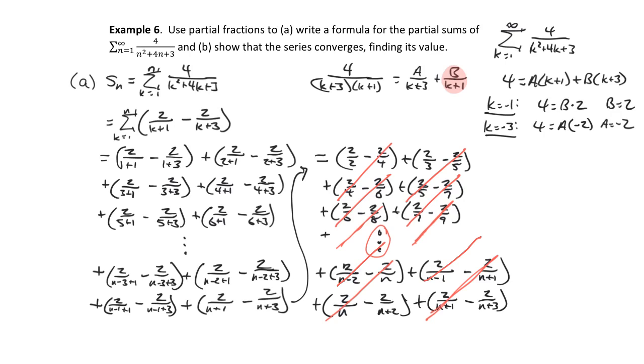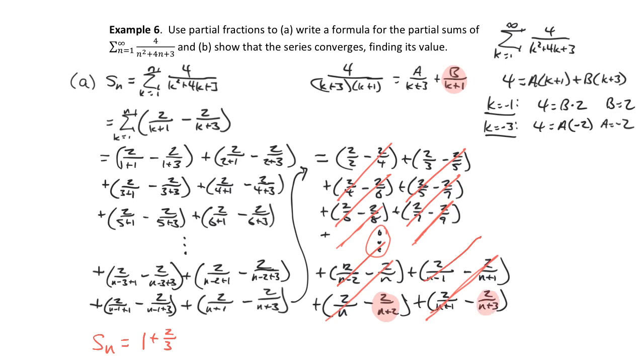And so the only things that survive when we have a final answer, and it's really nice because the answer to part B is very short, but we have S sub n is equal to 2 over 2, which I'm just going to call 1, plus 2/3. And then the only other ones that survive are these two terms.